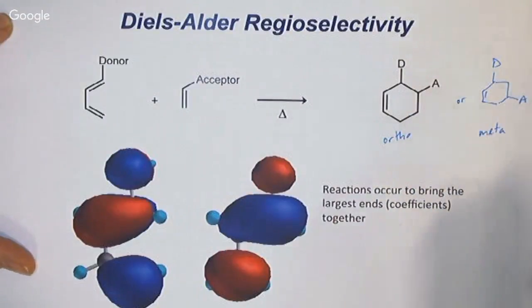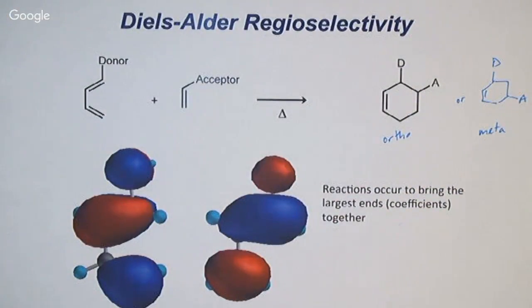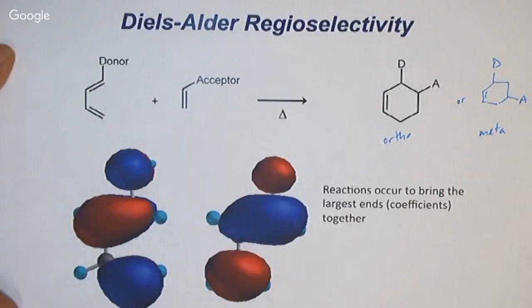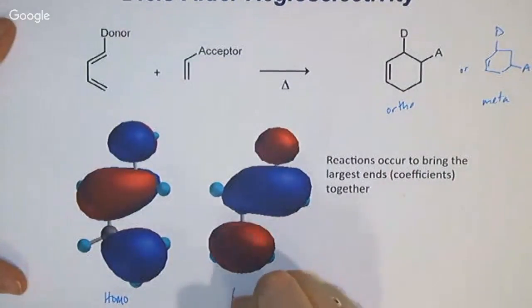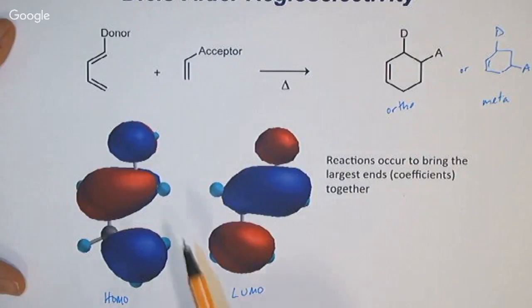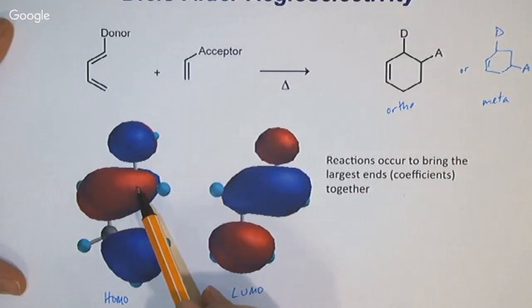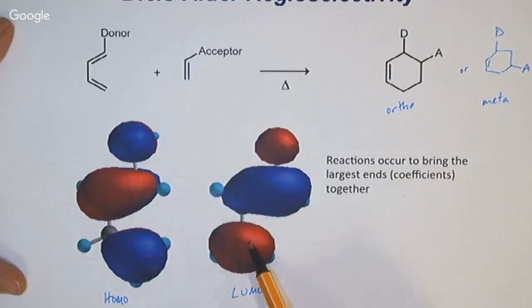And in terms of which one do you get, it's all dictated by the coefficients in the molecular orbitals that you're interacting. So here we have the highest occupied molecular orbital of the donor, and the lowest unoccupied molecular orbital of the acceptor. And when we bring them together, what you notice is that this is where C1 is and C4. C4 has the largest lobe, and of the acceptor's two carbons, the one down here has the largest lobe. And so we're going to make sure that these come together because overlap equals bonding. So we'll have the largest lobes overlap. And because of that, it dictates that we'll end up with the ortho product. Okay?